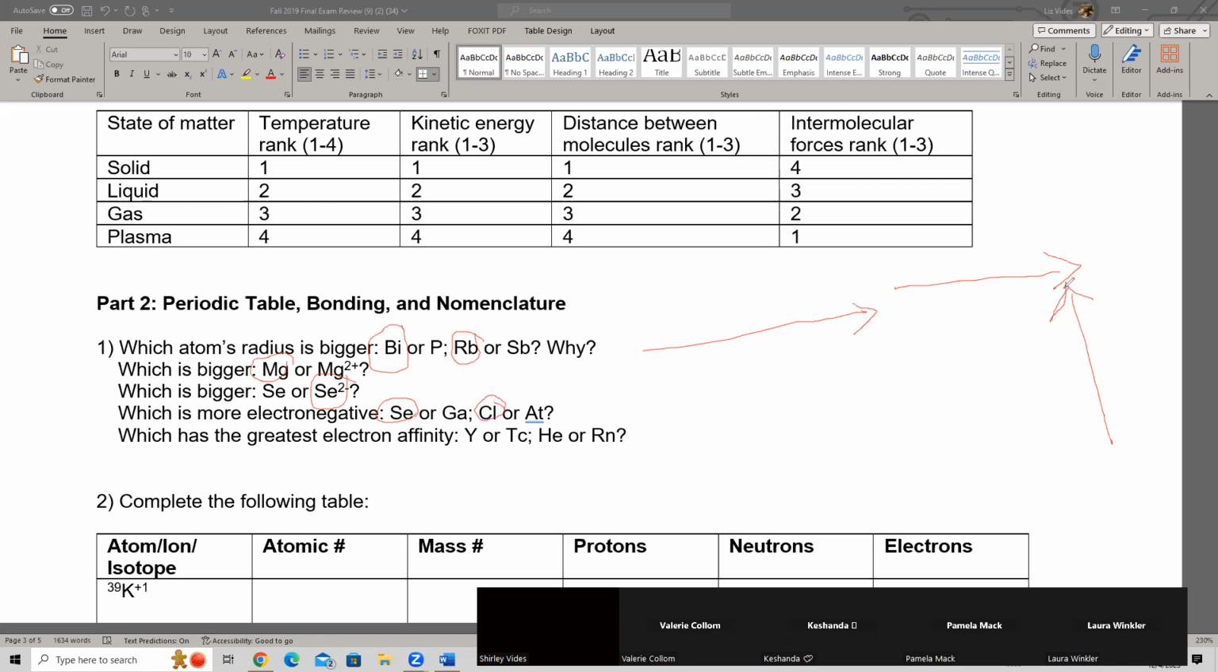In electron affinity, same thing as this one. So yttrium or technetium. Yttrium is almost to the end of the periodic table. Technetium is kind of in the middle, so technetium. And then helium or radon, definitely helium. This one does include noble gases, okay? So there you go. That's it.